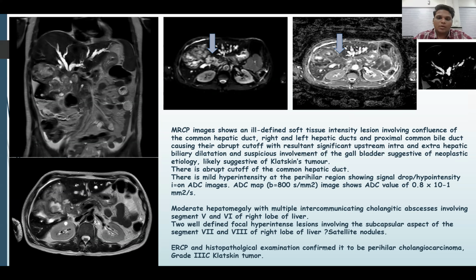Now, the ADC value was calculated using the region of interest over this lesion, and it was found to be 0.8 × 10^-3, which is significantly low. The patient also had a few hyperintense lesions suggestive of satellite nodules, and ERCP and histopathological examination confirmed it to be a perihilar cholangiocarcinoma, a grade 3C Klatskin tumor.